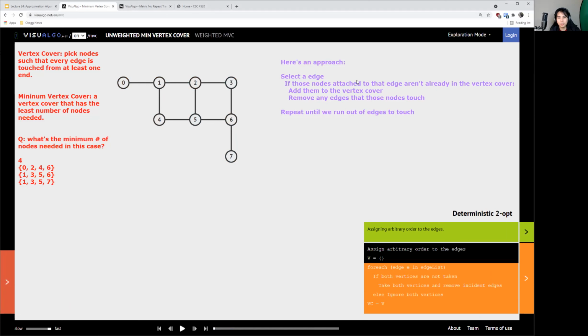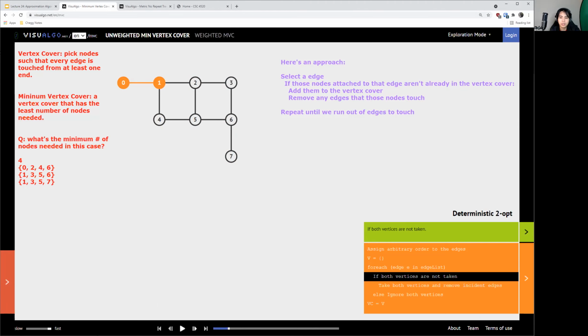All right, this algorithm, as I said here, we're just going to select an edge. We're going to select an edge in some arbitrary order. As always, when we have some arbitrary decision to make, we choose the smallest labeled nodes first. So the edge with the smallest labeled nodes here would be 0, 1. And as we said in this purple text here, we're going to add them to the vertex cover. In other words, I'm going to just check them off and say these are part of my vertex cover.